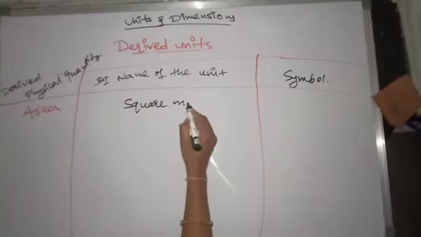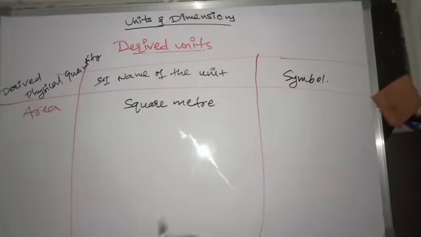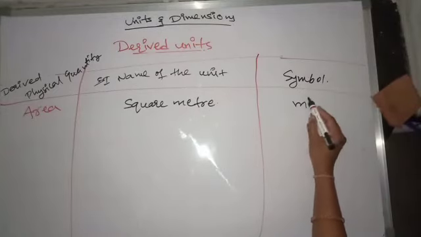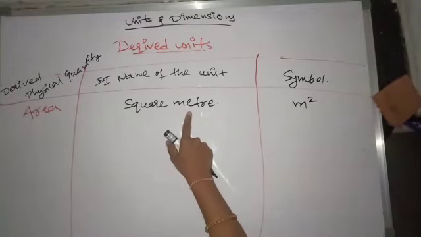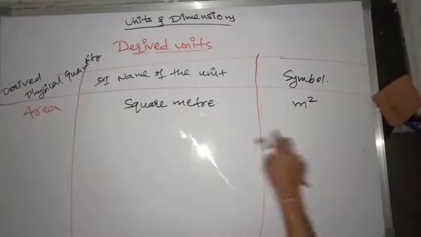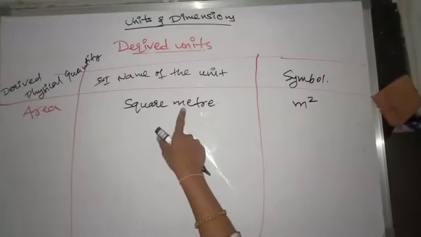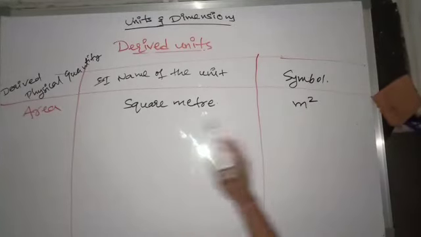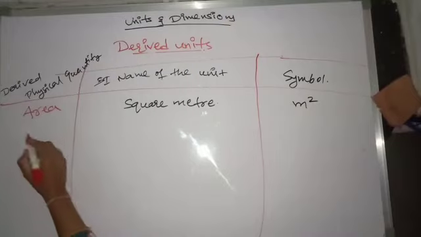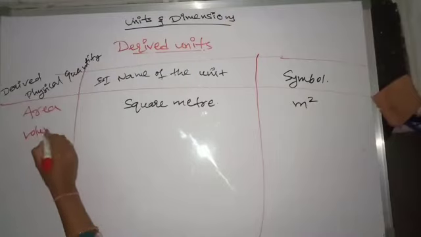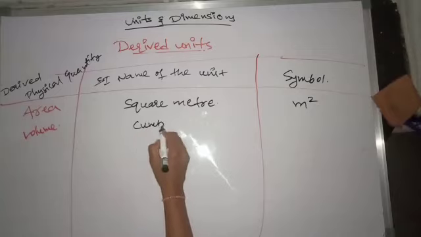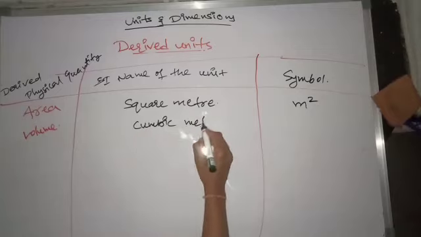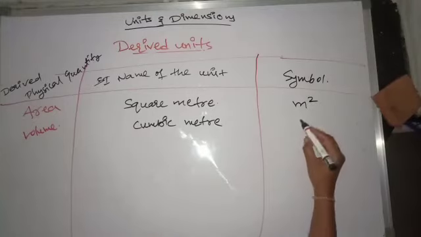It's a square meter, and the symbol is m power minus 2. Meter is a measurement for length, it's a unit for length, and square meter is m power 2. And volume is cubic meter, symbol m power 3, m cube.